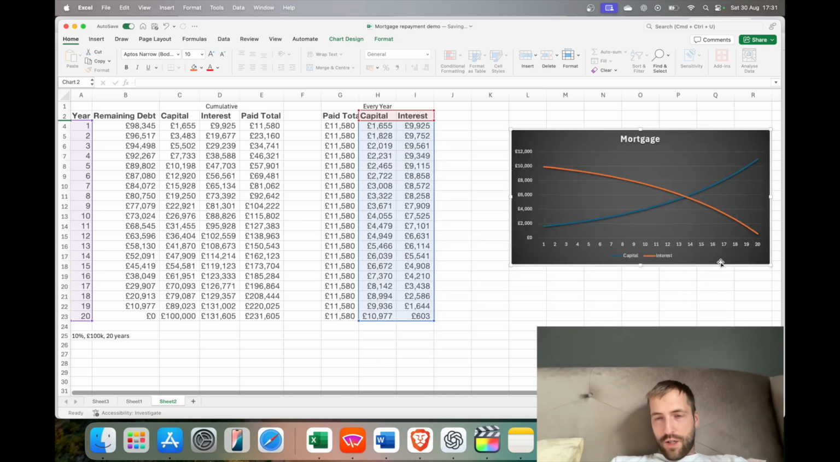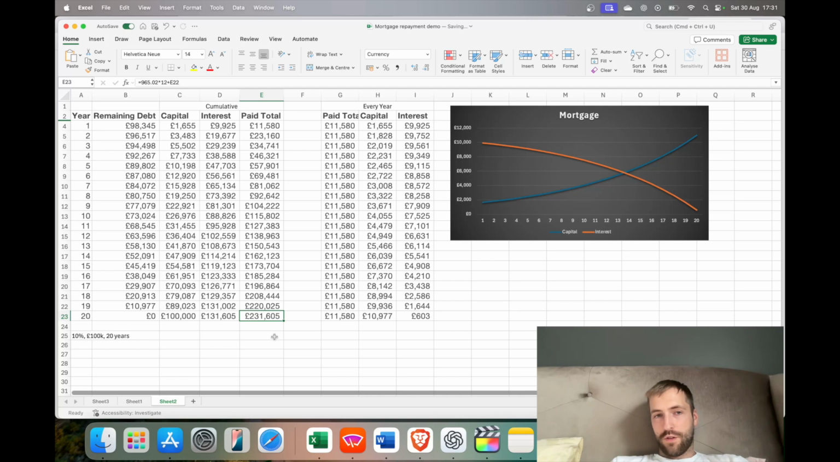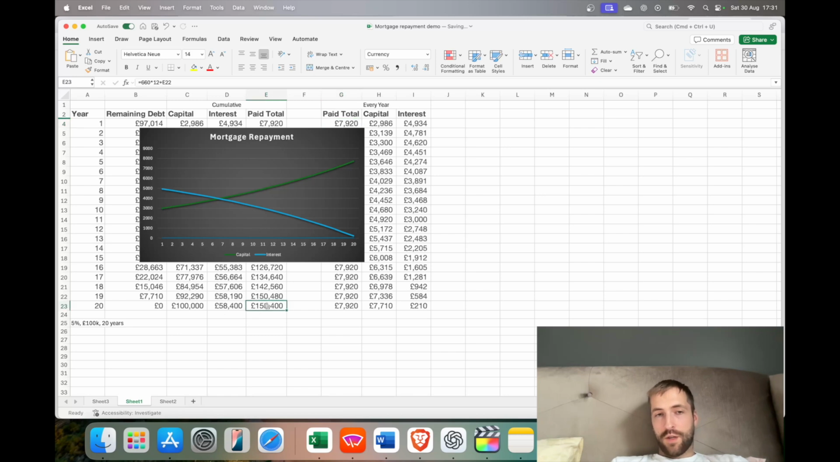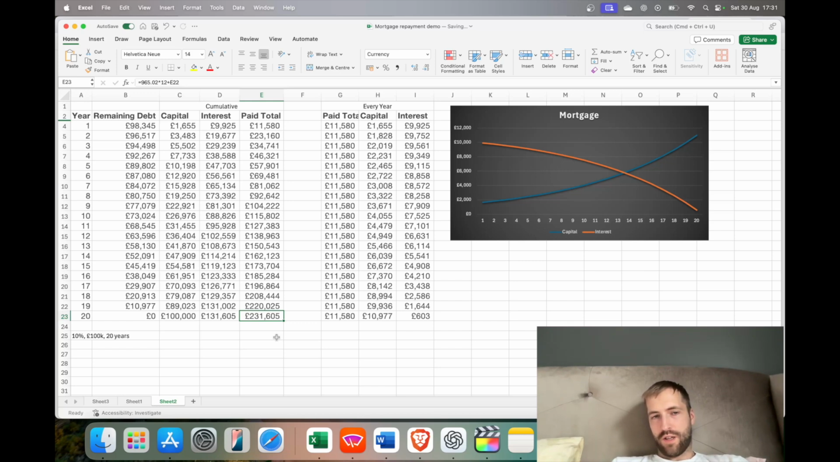So now let's have a look and compare the amount paid overall. So at 10% over 20 years, you're going to pay £231,605. So you've borrowed 100,000, you're going to pay back £231,605. So more than double you're paying back. And then at 5%, same thing, you're paying back £158,400. So that's nowhere near double, it's an extra 58%, whereas in here it's an extra 130%. So yeah, very, very significant.